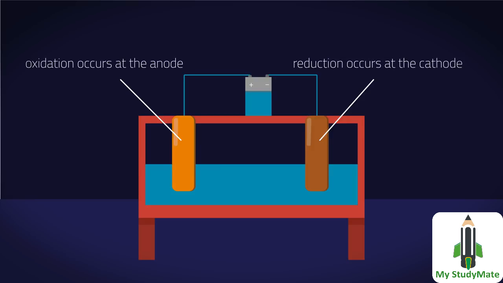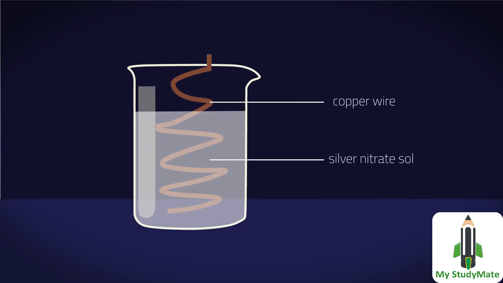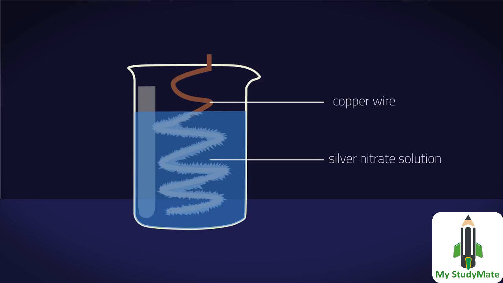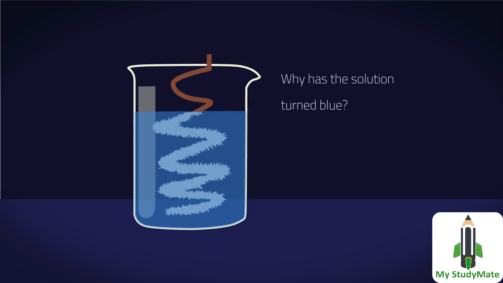Let's have a look at a simple redox reaction. A strip of copper wire is placed in silver nitrate solution. Over time, the solution changes color from colorless to bright blue. You will also observe silver metal crystal deposits on what was once copper wire. Why has the solution turned blue?